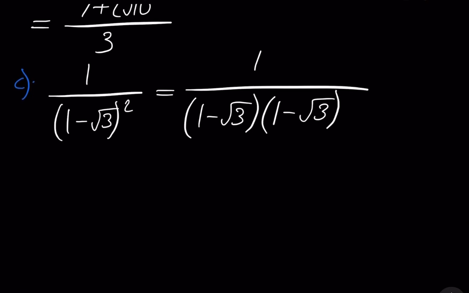And then we have to expand the denominator now. So 1 times 1 is 1. 1 times negative root 3 is negative root 3.